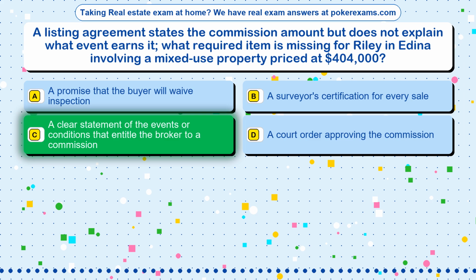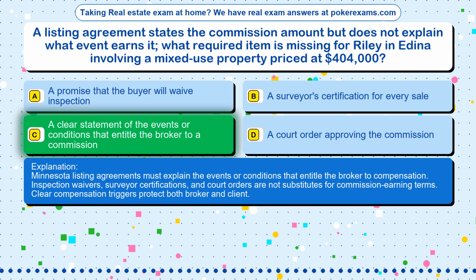The correct answer is option C. A clear statement of the events or conditions that entitle the broker to a commission. Minnesota listing agreements must explain the events or conditions that entitle the broker to compensation. Inspection waivers, surveyor certifications, and court orders are not substitutes for commission earning terms. Clear compensation triggers protect both broker and client.